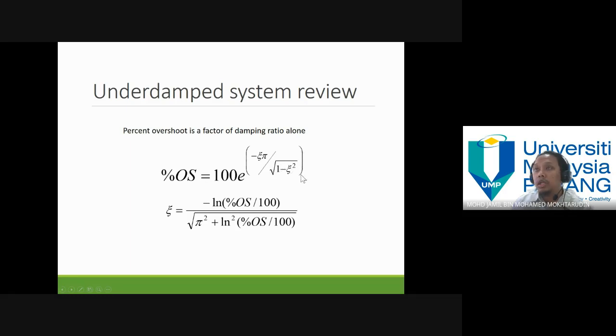Usually in designing a compensator, you will be given the system's percent overshoot requirement. From the percent overshoot requirement, you need to find the damping ratio of the system that you want to design. So from this formula, to find the damping ratio, it is basically this formula.